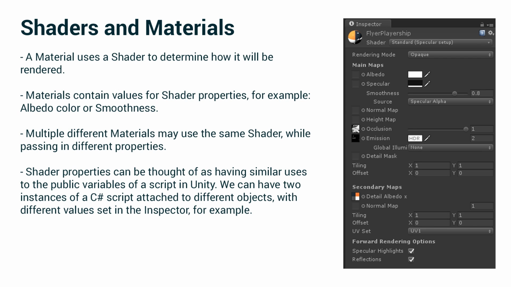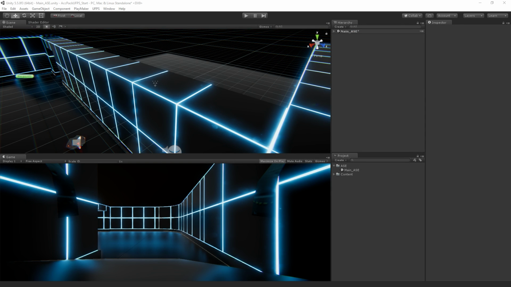That's not literally the case, but let's say you could have two enemies. They both have the same health script with the same code, but one has 10 hit points and the other has 20, right? So here we have the same shader code, but we're passing in different colors or different textures to render our object.